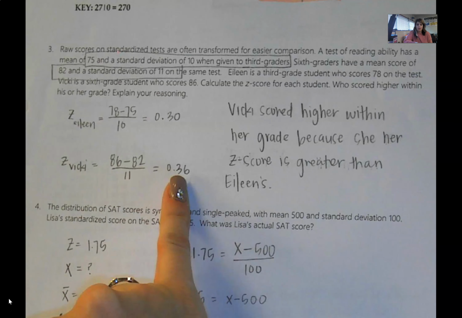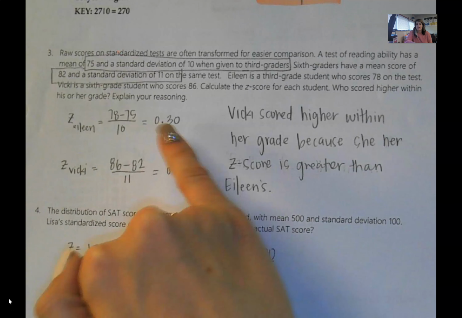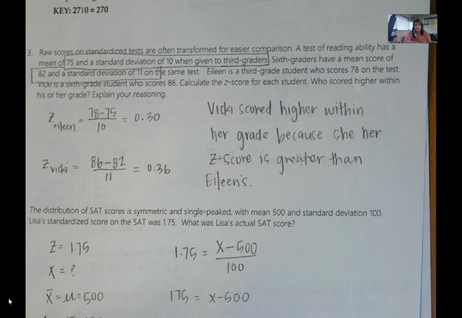Vicky's score is further away from the mean than Eileen's score. Or you would need to specify Vicky's score is further away from the mean for her grade than Eileen's is from the mean for her grade, which sounds really complicated. So I think that this is one of the easiest ways to say it. Vicky scored higher within her grade because her z-score is greater than Eileen's.